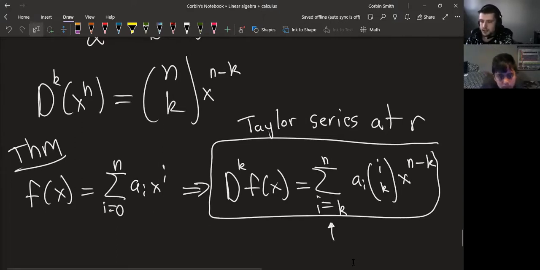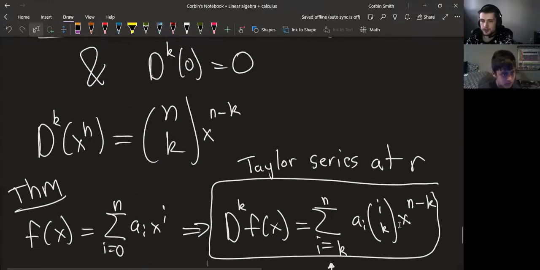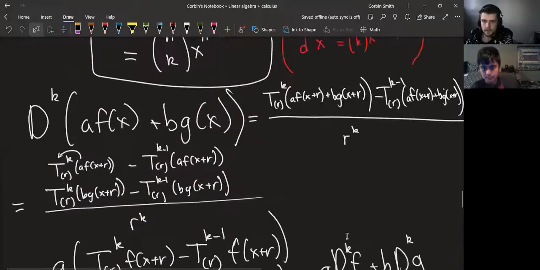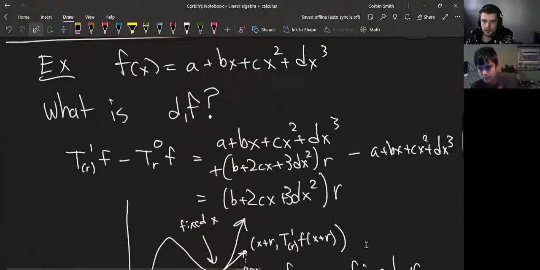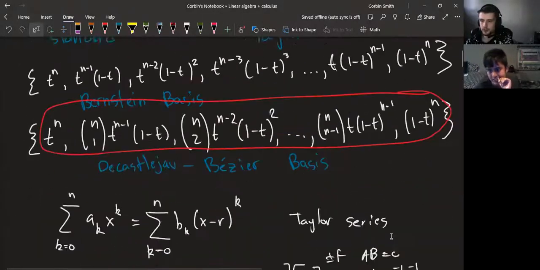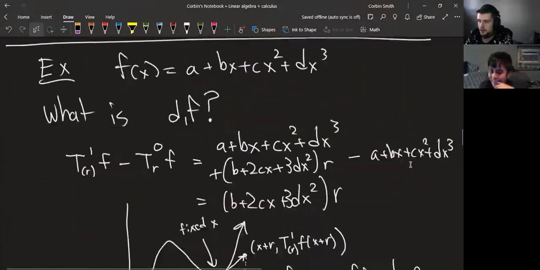So I think actually this is a good place to stop. Next time we will prove Taylor's series formula, but this is a good place to stop, right? We've got a formal definition of the derivative and differential, and then next time we'll be able to prove Taylor's theorem and see how it connects to matrices.